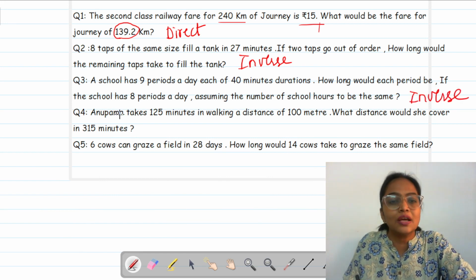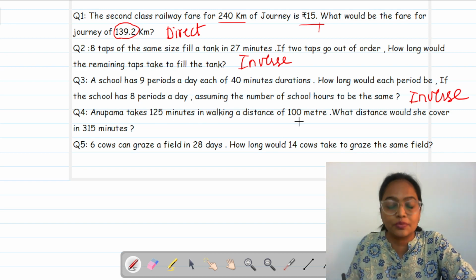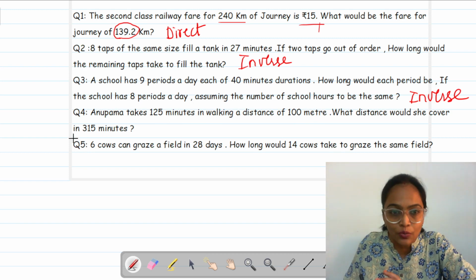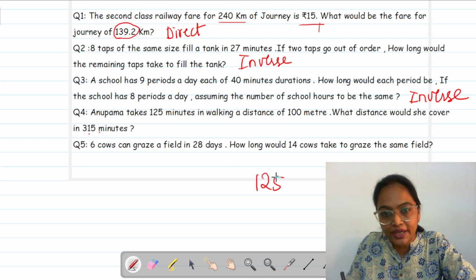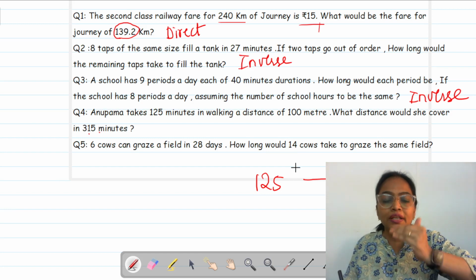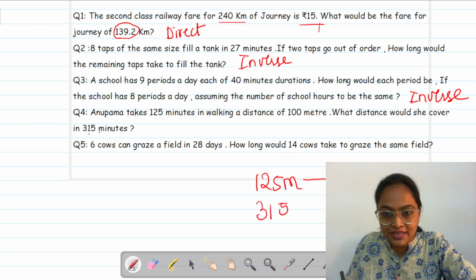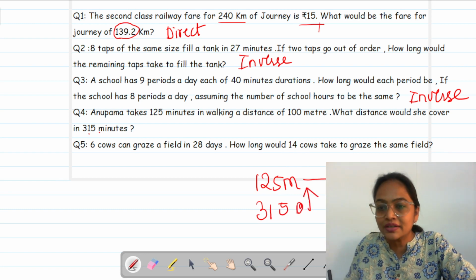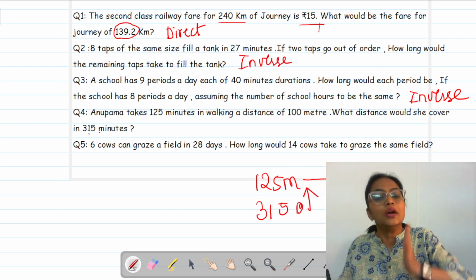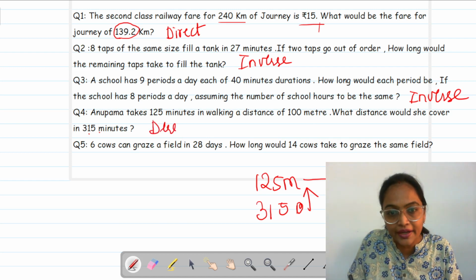Now the fourth one: Anupama takes 125 minutes in walking a distance of 100 meters. What distance would she cover in 350 minutes? Now in 125 minutes she is walking 100 meters. Now what distance would she cover in 350 minutes? It means if the time is increasing, definitely the distance will increase. One is increasing, the other will also increase. So this is the case of direct variation.